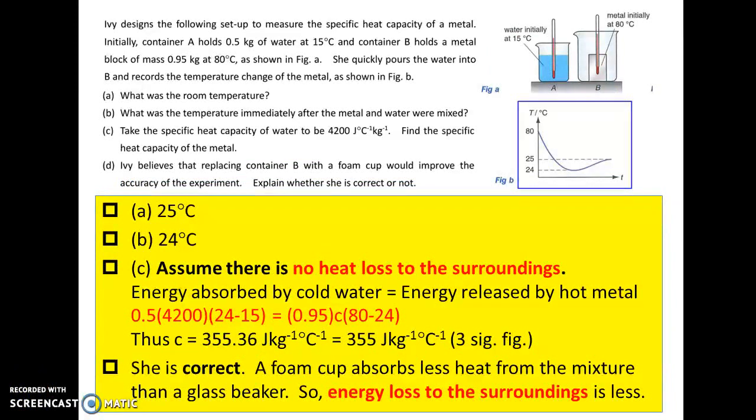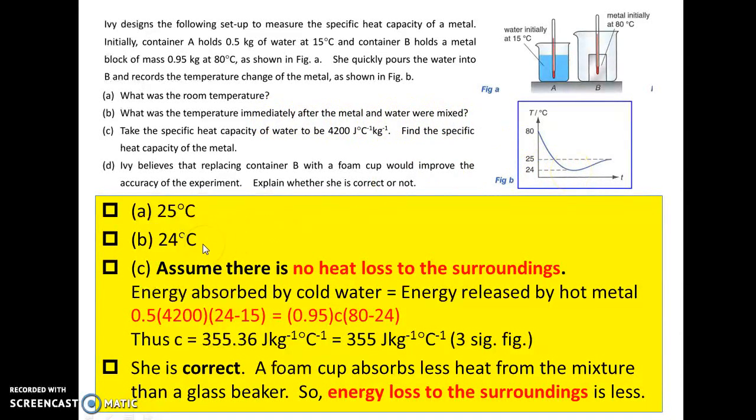In this question, you must know how to read the temperature graph. For part A, room temperature. The mixture should return to room temperature eventually. So the final temperature is the room temperature, 25 degrees Celsius. While the temperature immediately after the metal and the water are mixed together is 24 degrees Celsius.